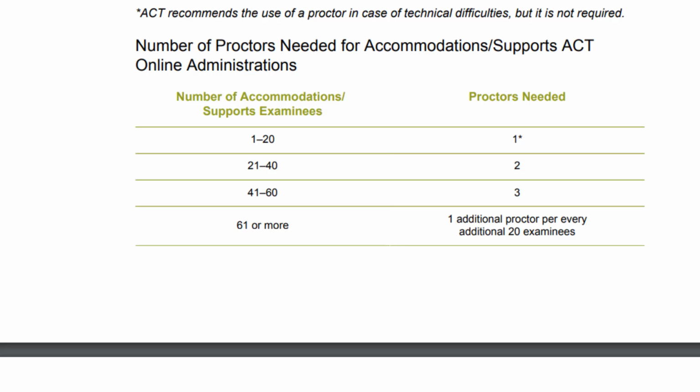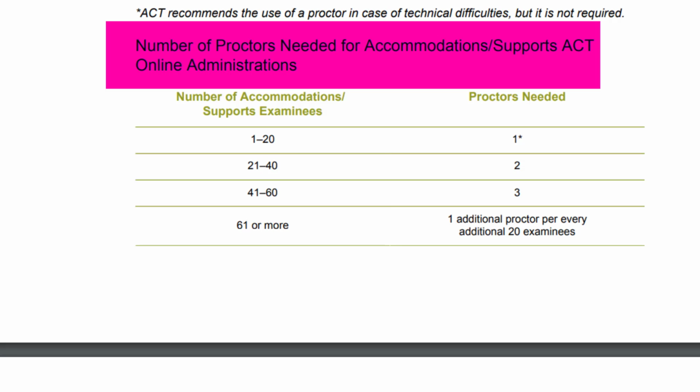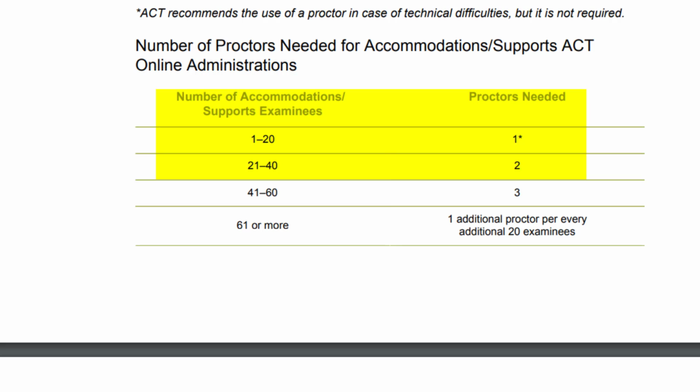Then the next part, at the bottom of page 21, is for the number of proctors needed for accommodations and supports in ACT online administration. So if the number of accommodation support examinees in a room is between 1 and 20, you need proctors needed, 1 with an asterisk, and the asterisk again is ACT recommends the use of a proctor in case of technical difficulties, but it's not required. And then 21 through 40, 2.